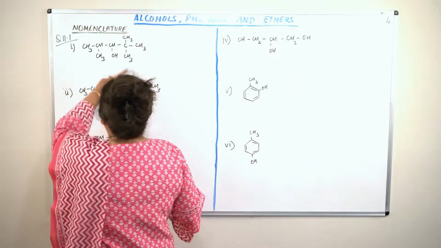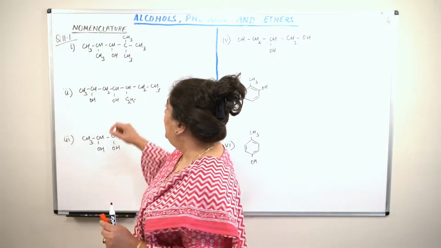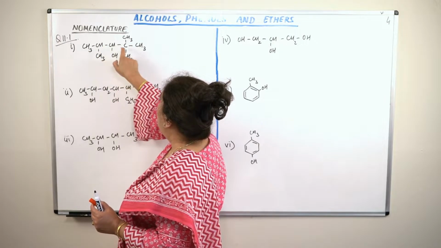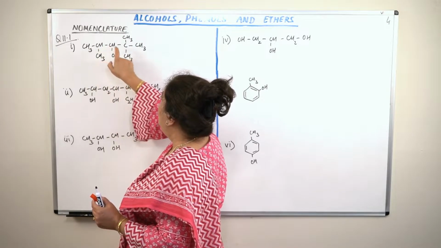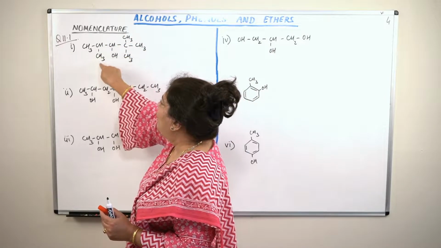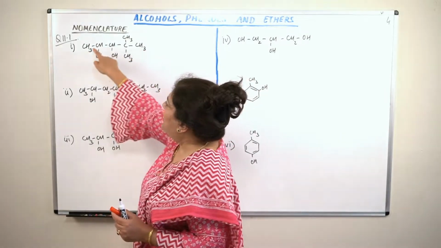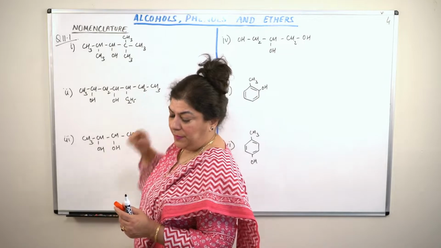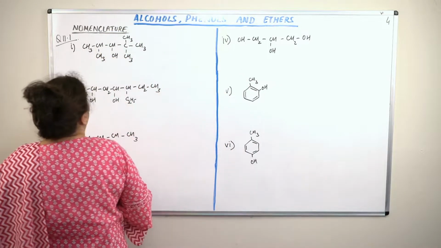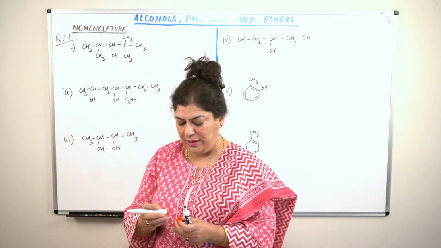So look here. What do you have? The longest chain first. The longest chain would be 1, 2, 3, 4, 5 or 1, 2, 3, 4, 5 or 1, 2, 3, 4, 5. In all the cases, you get 5 carbons. So I will choose the straight chain. It is easiest to have this. So my chain is 1, 2, 3, 4, 5. Now which side I start counting will depend on the lowest sum of locants rule.